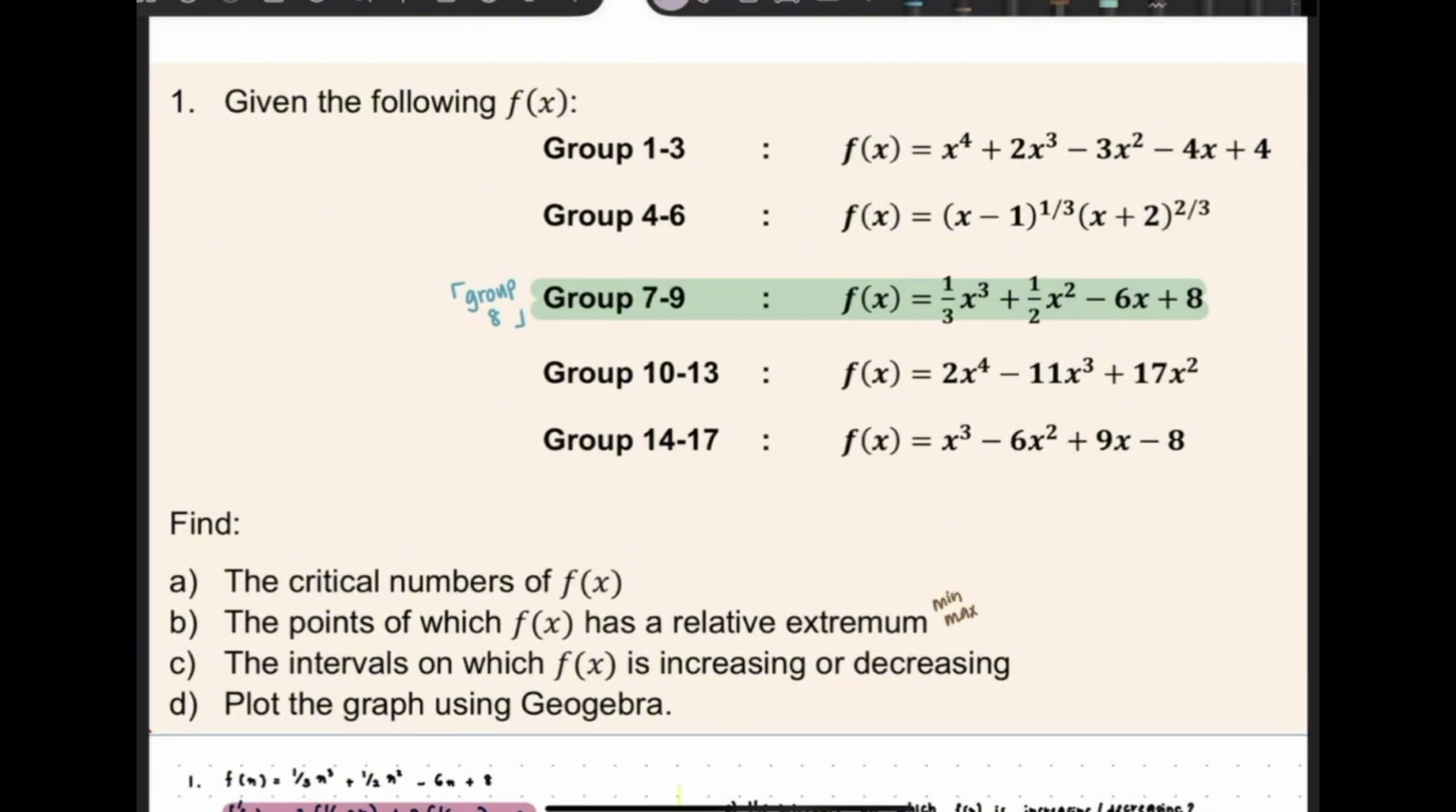Today I will present the analysis of our group function, f(x) = 1/3 x cubed + 1/2 x squared - 6x + 8. This is the question where A, I need to find the critical numbers of f(x). B, I need to find the points at which f(x) has a relative extremum, minimum and maximum. C, the intervals on which f(x) is increasing or decreasing. And D, I need to plot a graph using GeoGebra.